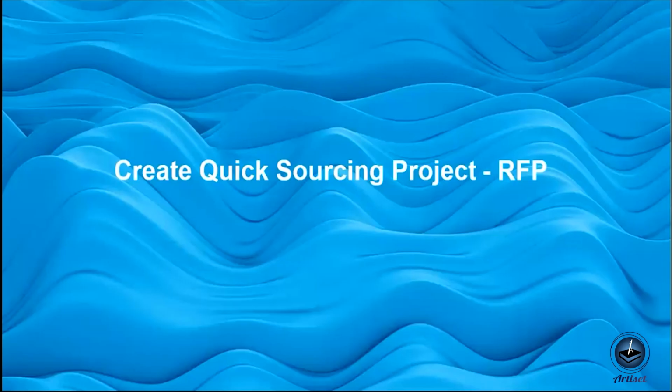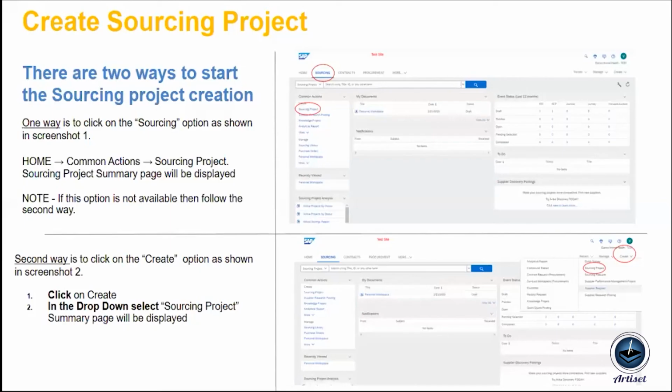So this is the complete overview of how the sourcing project looks. When we go into the demo, we will see that there are two ways we can create the sourcing project. Once the user has logged into the system, on their home screen, they can click on the sourcing tab, which I have highlighted, and in the common actions, they will see the option available as sourcing project. They can click on that, or if the sourcing project is not available through the common action, they can click on create and go to the sourcing project.